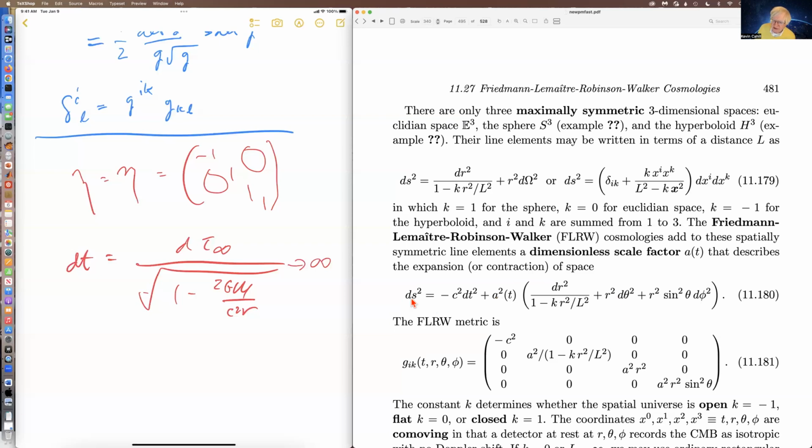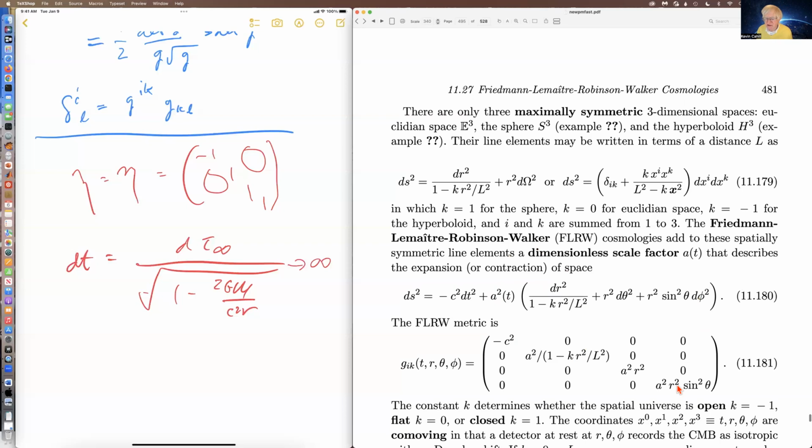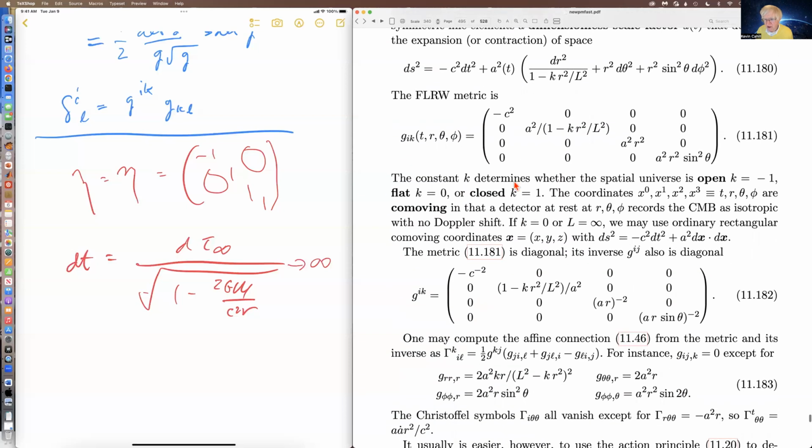So what we've got then as the invariant is minus c squared dt squared. So this is the invariant distance when a little bit of time goes by. Then the distance between points separated by dr, d theta, and d phi is given by this, stretched by the scale factor a of t. And so the metric has this very simple diagonal form.